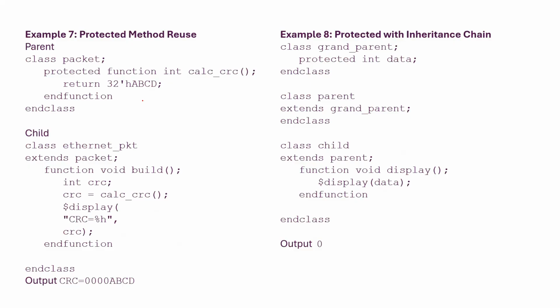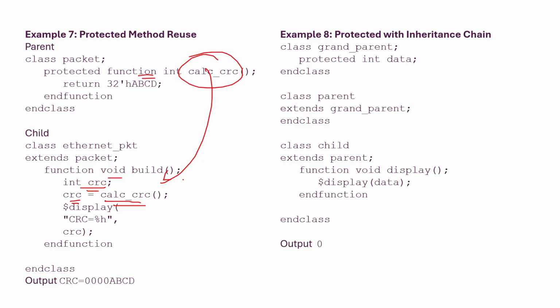Protected method reuse. That means you are using the same protected method, which we can use in our TB also, in our child class also. How are we using that? Calculation, right? So CRC equals calculation CRC. How are we assigning that? Function void int CRC, then CRC is equal to calculation CRC. Then here I am reusing it in the same way.